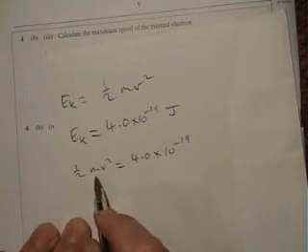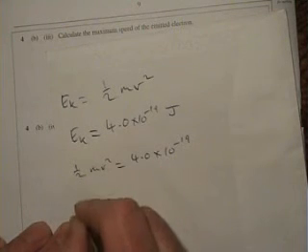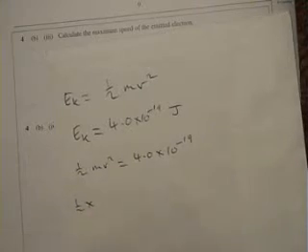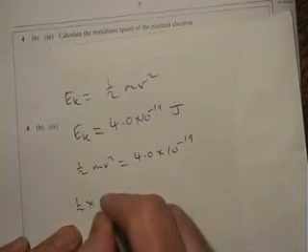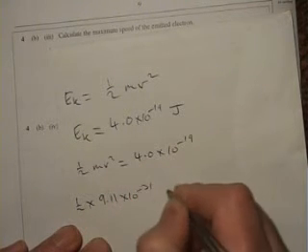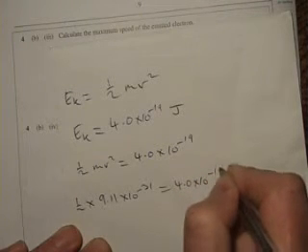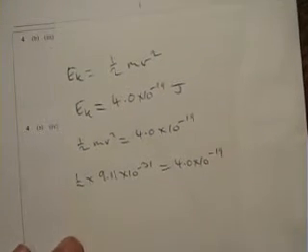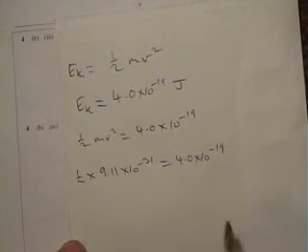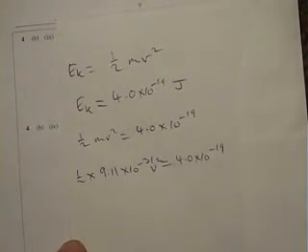What is m? Well, it's an electron we're dealing with. So a half times, look on the data sheet, the mass of an electron, 9.11 times 10 to the minus 31 kilograms. So a half times 9.11 times 10 to the minus 31 equals 4 times 10 to the minus 19. Remember, your energy won't be that, I made this up. Oops, and I've missed out v squared, haven't I? Schoolboy error there, v squared.